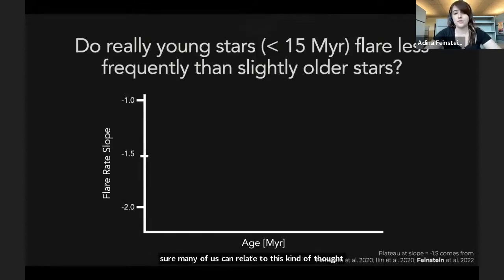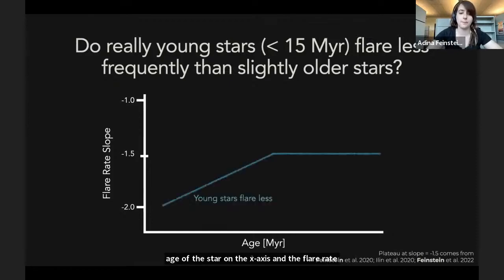And so the question that I'm trying to answer is, do these really young stars, like the Ulysses sample that are less than about 15 million years old, really flare less frequently than slightly older stars? So here I'm just going to show a cartoon of the question that I'm trying to answer, where you have the age of the star on the x-axis and the flare rate distribution slope on the y-axis.